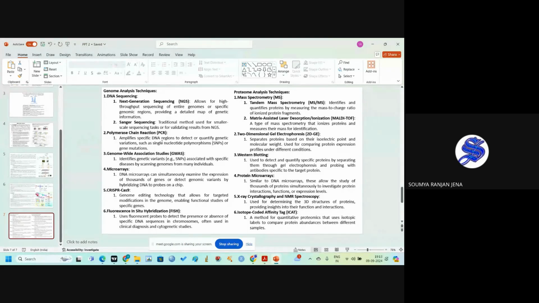If you study single nucleotide polymorphism, suppose in forensic cases, we can use the next generation sequencing method. At this particular time, we can use next generation sequencing. If we go to the analysis of one particular gene, then we go for polymerase chain reaction. These are the main and major techniques of genome analysis or proteome analysis.